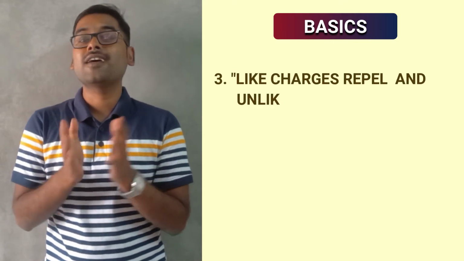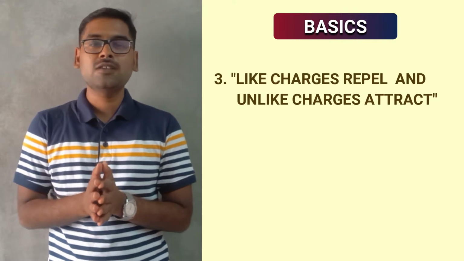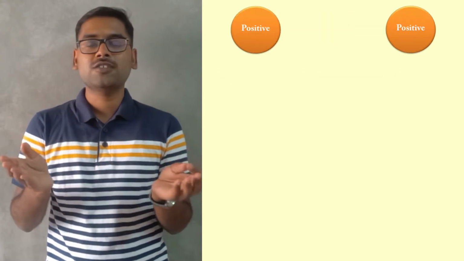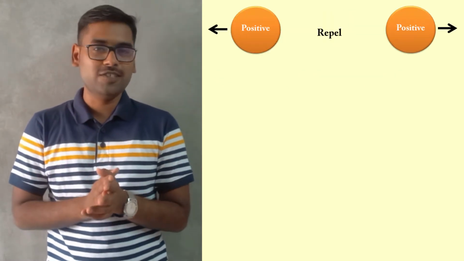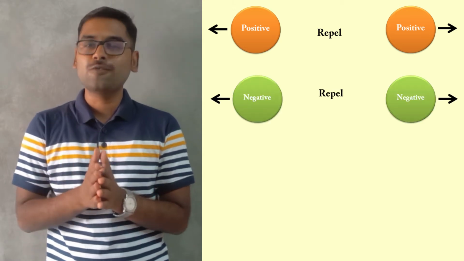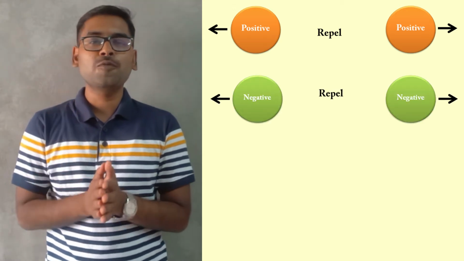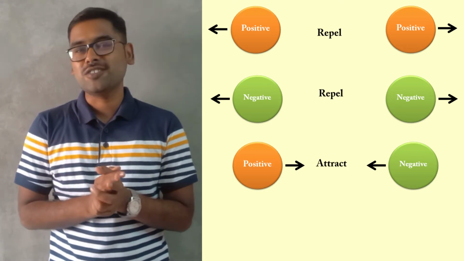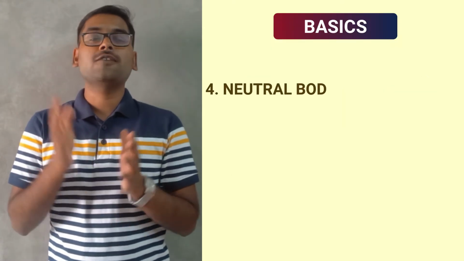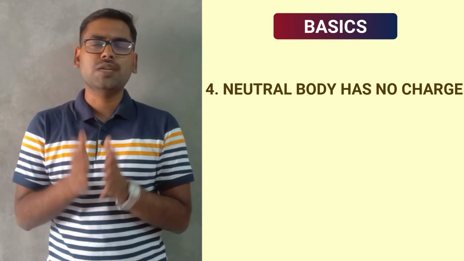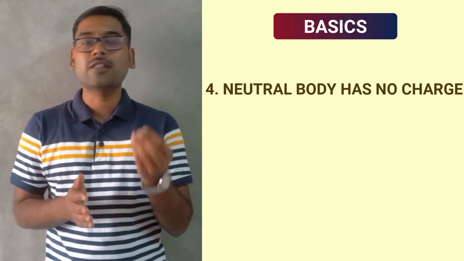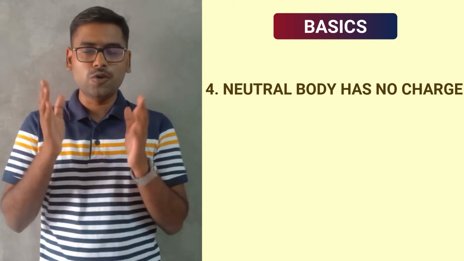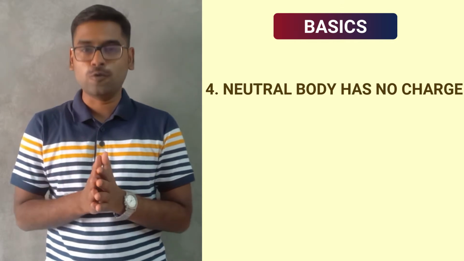Next, regarding the interaction between charged bodies, we have like charges repel each other and unlike charges attract each other, which means if you bring two positively charged objects close to one another, they repel each other. Same is the case with two negatively charged bodies. But if you bring one positive charge and one negative charge close to one another, they attract each other. Finally, if the body has equal amount of positive and negative charges, it behaves as if it has no charge, and we call that body a neutral body. So a neutral body does not experience electric force.